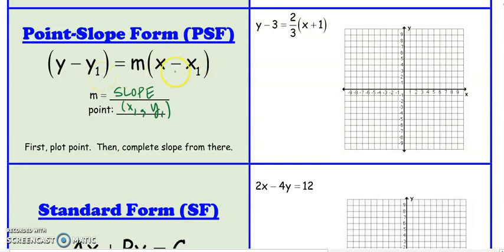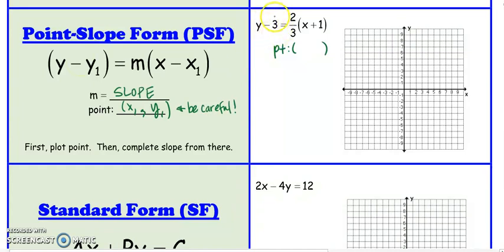Now look at this formula though, it has a negative sign in it. So this is the opposite of y1 and the opposite of x1. So when you're writing these here, remember then they're the opposite than you think. So be careful, and I'll talk about what I mean by that when I show you the example. And again, I've told you down here, plot your point, then complete your slope from there. So looking at this example here, when you're talking about your point, it's going to be the opposite than you think because the formula has a negative sign in it.